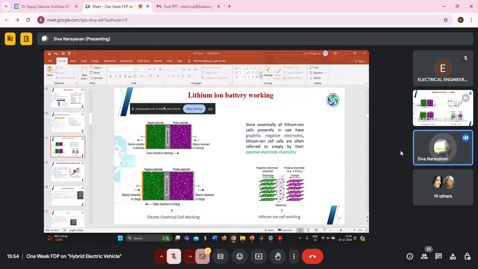So if it is charging, the lithium ions will travel from positive to negative, and if it is discharging, it will travel from negative to positive. But the main difference is that the electrodes are formed in such a way that the lithium ions can travel between the positive and negative electrodes, and this is called intercalation. In that process, the structure of the electrode remains the same. The electrical properties and the electrode size, everything remains the same. Only the lithium ions move like a ball from negative to positive or positive to negative.